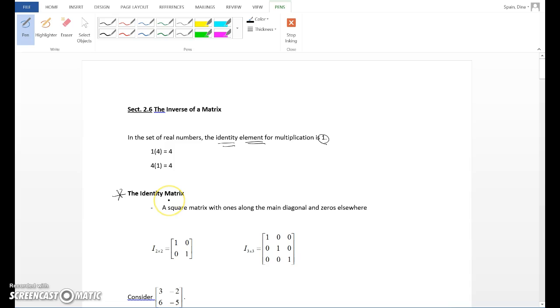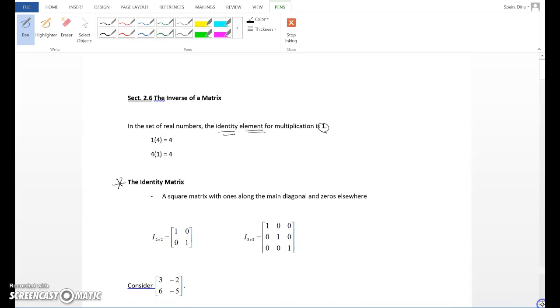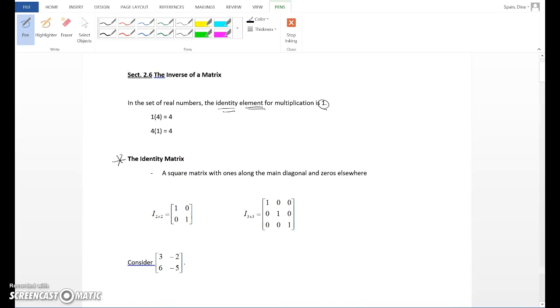Alright, so now let's look at it with matrices. All identity matrices are square. So a square matrix has to have 1s along the main diagonal and 0s everywhere else. So a 3 by 3 looks like this. Remember, this is the main diagonal, so it should have 1s on it and then 0s at all the other entries.